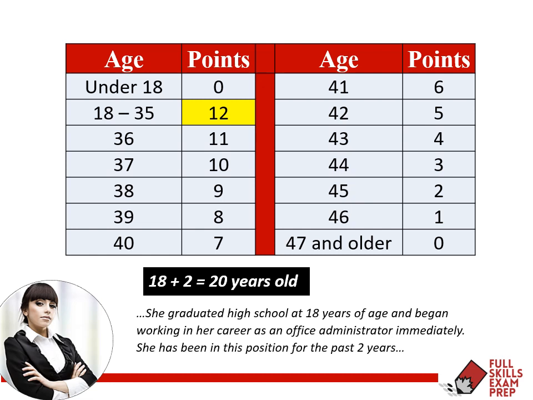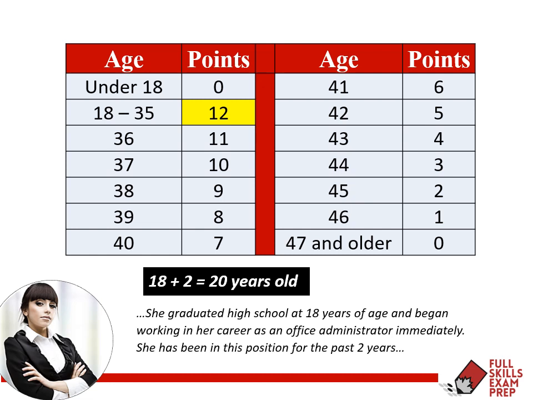Okay, as we saw with Josie, she was 18 when she graduated high school, and then they say that she began her career as an office administrator immediately, and she's been in that position for 2 years. So with this one, we would just add 18 plus 2, and that would give us 12 points.